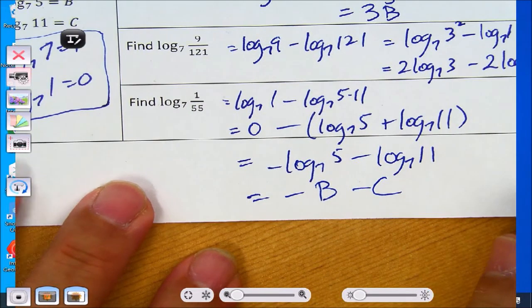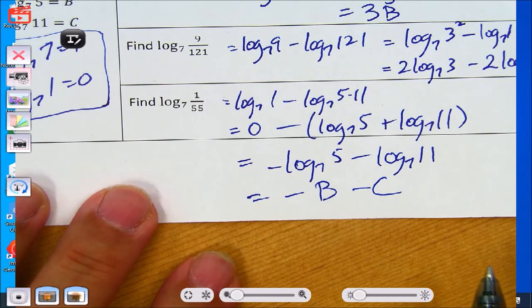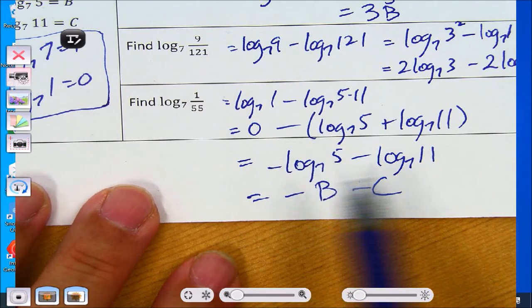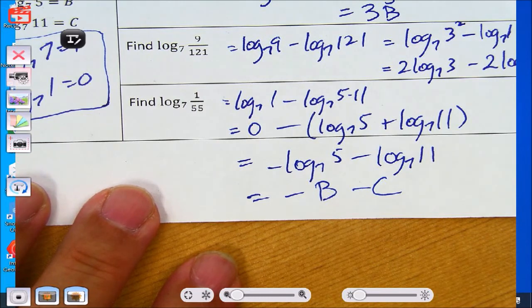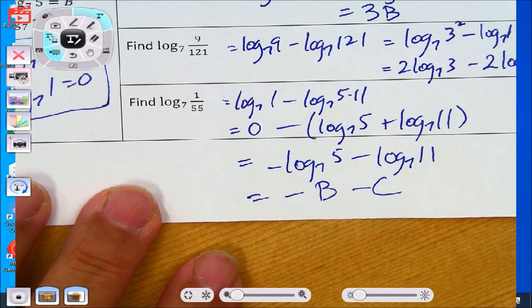Is that negative log? Yes, negative log. Minus C. Nothing happens to 0, it goes away. And that's the end of the lesson.